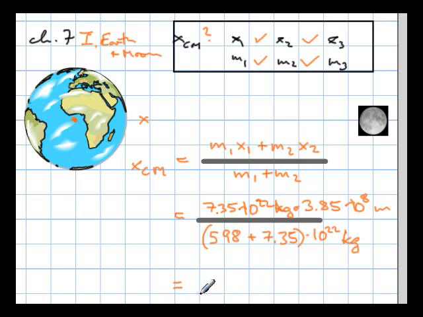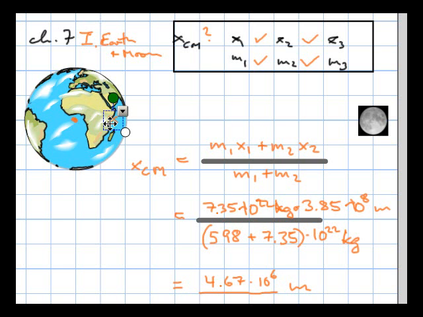And when we calculate that, we will come up with a result in meters: 4.67 times 10 to the 6 meters, or 4,670 kilometers, or a little bit less than 3,000 miles. And that means that the center of mass lies about 3/4 of the way towards the Earth's surface. When you check in the book, the radius of the Earth is listed as 6,380 kilometers, so yeah, 3/4 way out.